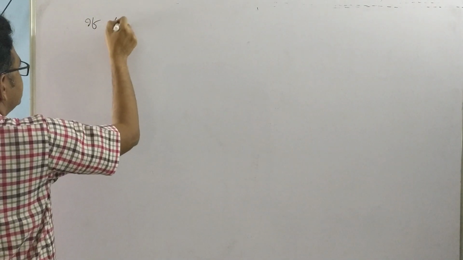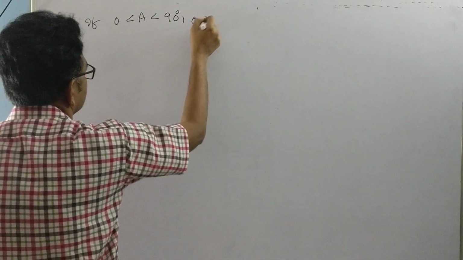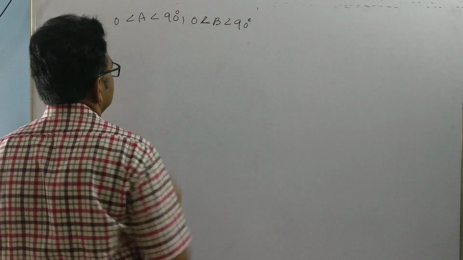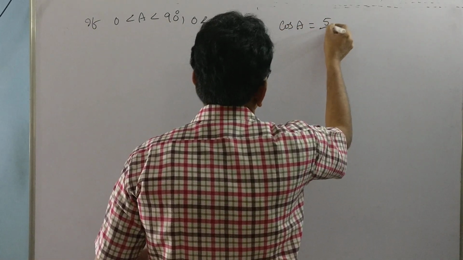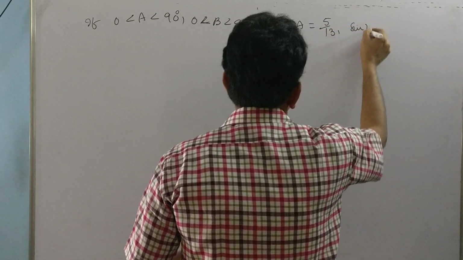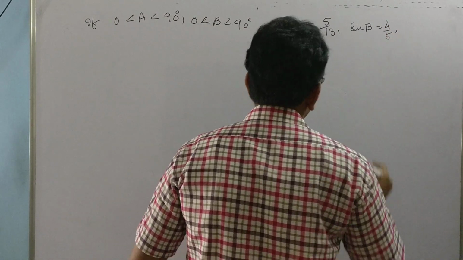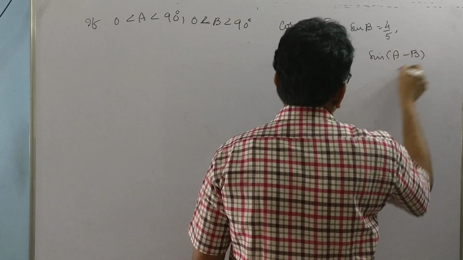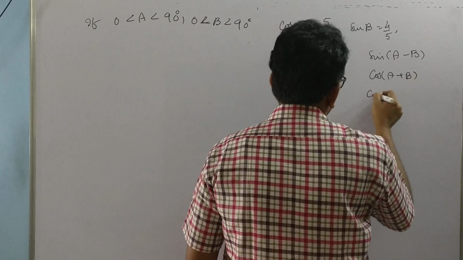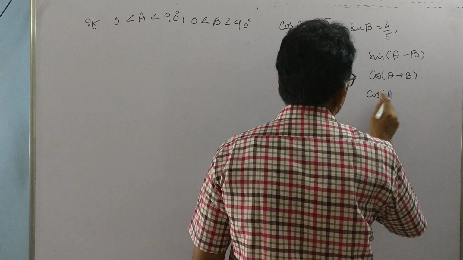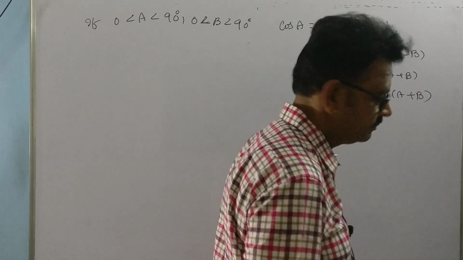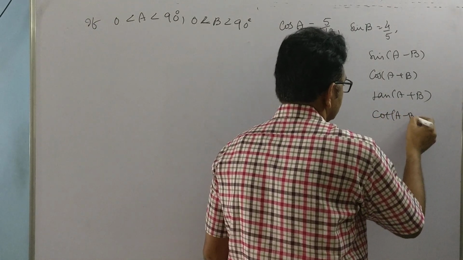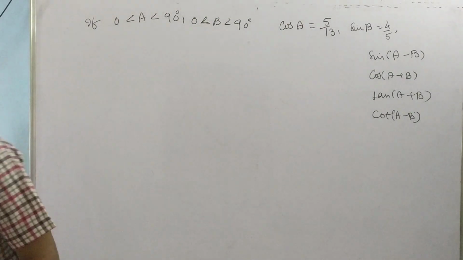Next problem. If 0 less than A less than 90 degrees and 0 less than B less than 90 degrees, that is, A and B lie in the first quadrant, and cos A is equal to 5 by 13 and sin B is equal to 4 by 5, then find sin of A minus B, cos of A plus B, tan of A plus B, and also cot of A minus B. I will explain one and you have to do the remaining.